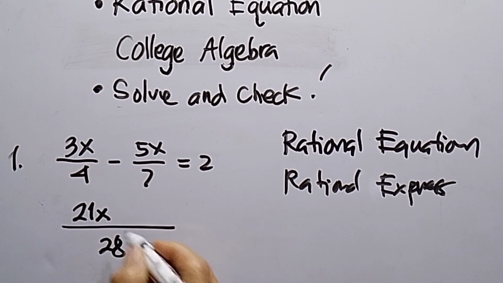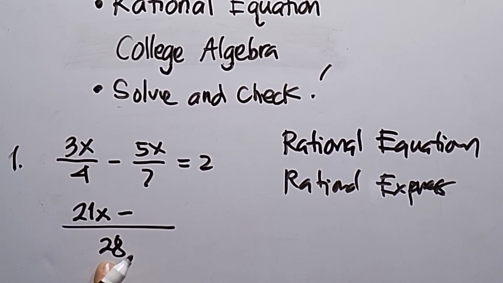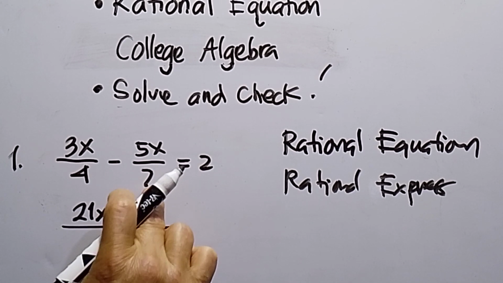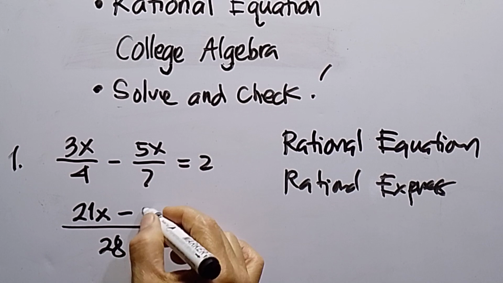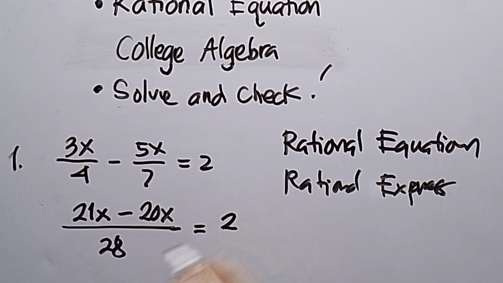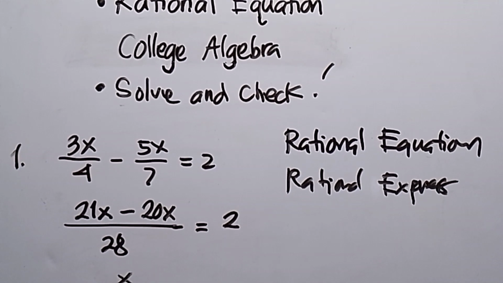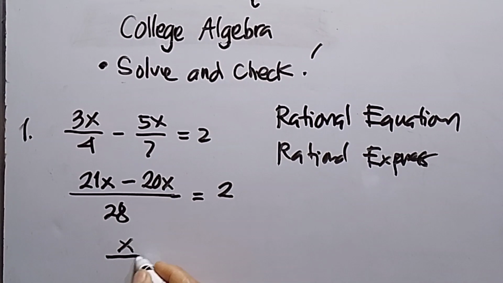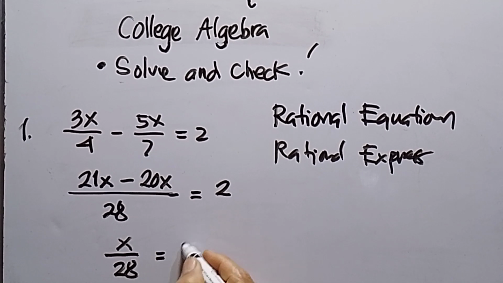Did you follow? Then next is 28 divided by 7, that is 4, times 5x. So this will be 20x. And this will be equal to 2. And then subtract 21x minus 20x, that will be x over 28 equals 2.